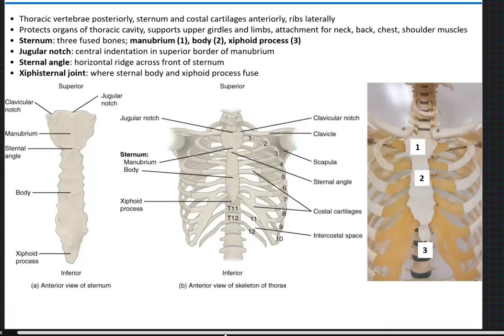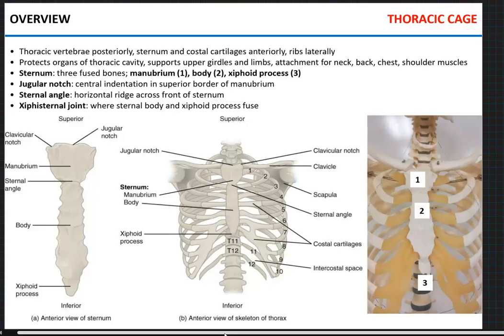Now, let's talk about the thoracic cage. You have ribs, you have sternum. Let's start with the sternum. The parts are the manubrium, body, and xiphoid process. The jugular notch is the depression in the upper border of the manubrium, and the sternal angle is what separates the manubrium and the body of the sternum.